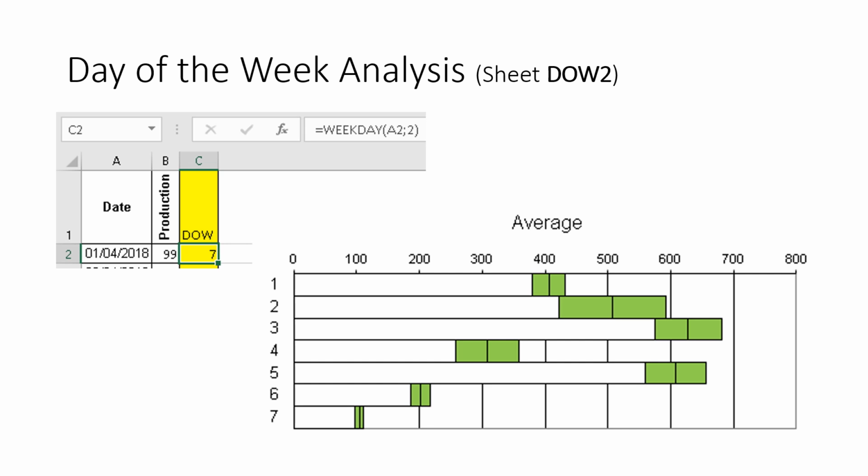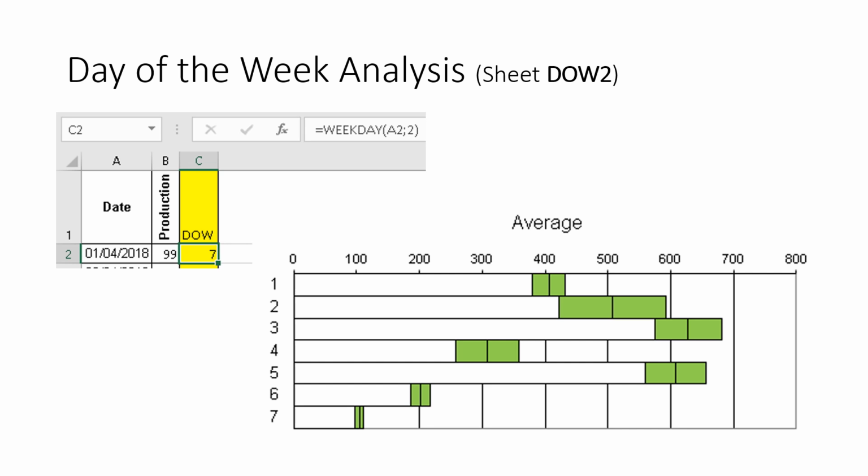Wednesdays, 3, and Fridays, 5, have the highest productions. On Thursdays, 4, for some reason, it is significantly lower and, of course, it is lowest on Saturdays, 6, and Sundays, 7.